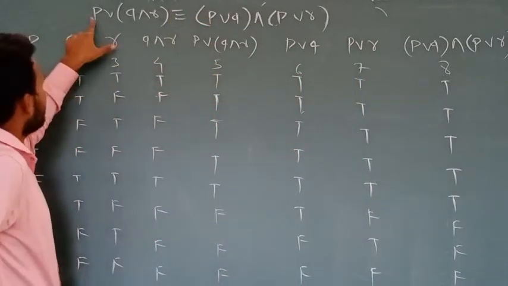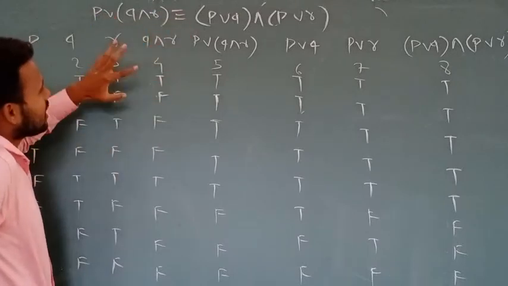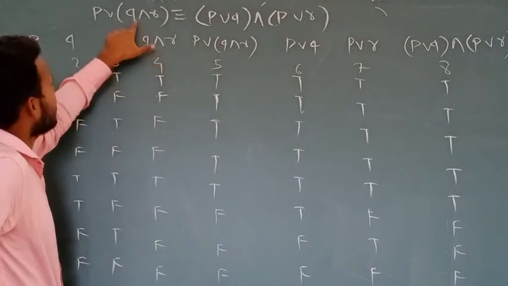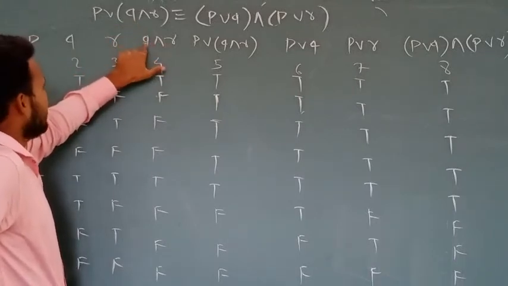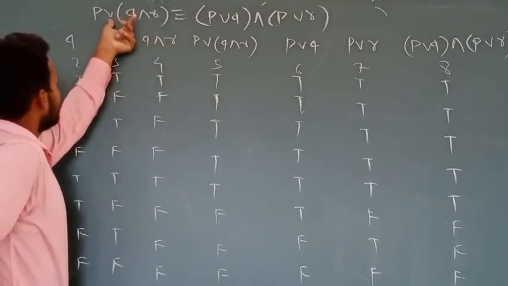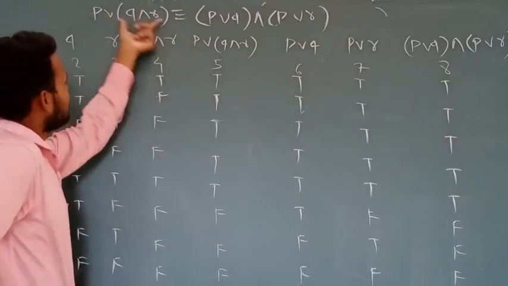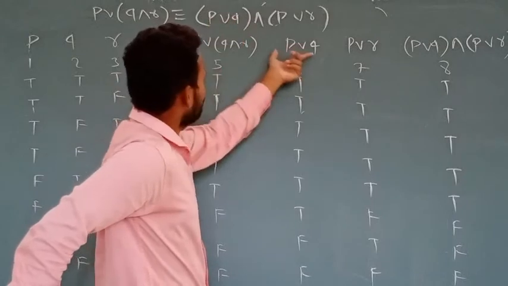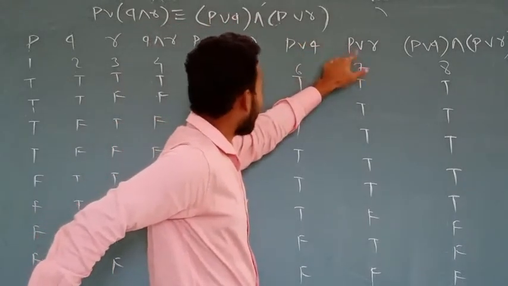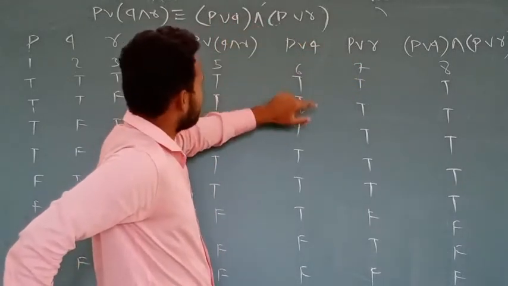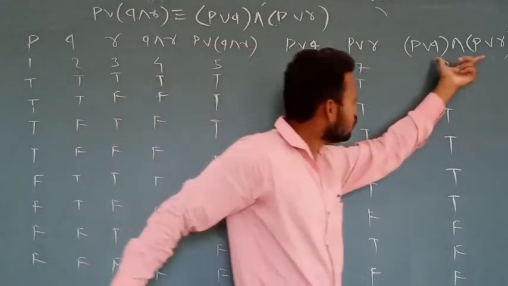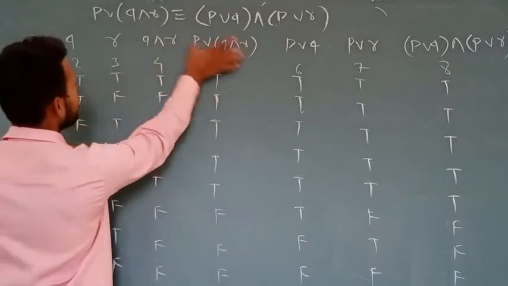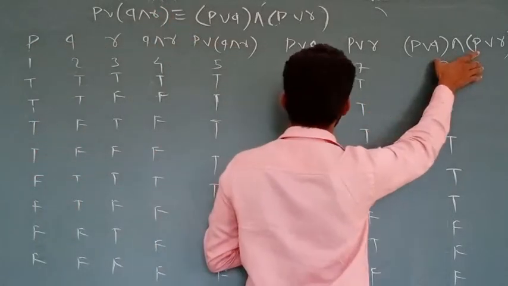Therefore, first the truth table. In the given statement pattern there are three statements, P, Q, R, so we take P, Q, R. Next we take Q ∧ R, and then its disjunction with P, which gives the fifth column. Then we take P ∨ Q, then P ∨ R, and last we take the conjunction of these two statements. We get the 8th column. So this statement is the 5th column and this one is the 8th.